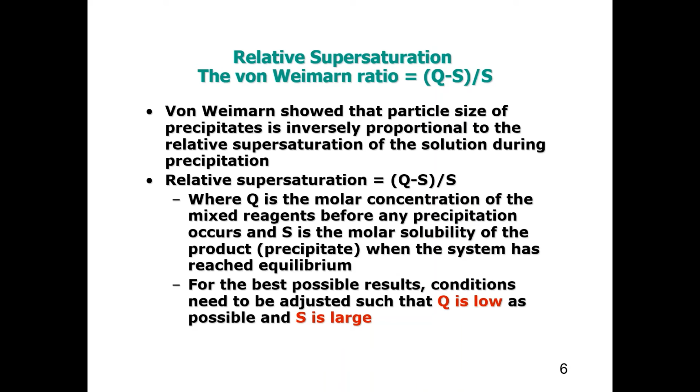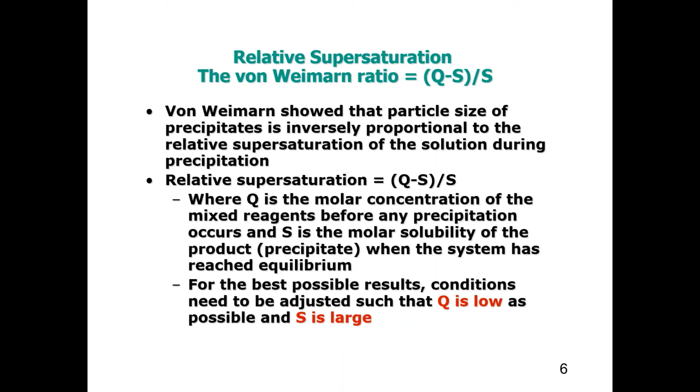Okay, I put in the words just now: by controlling the parameters, by controlling how we do the experiment, hopefully it will proceed by particle growth, producing large precipitate. What does it mean? Okay, so we call it relative supersaturation, or the von Weimarn ratio, Q minus S divided by S. So what is meant by the relative supersaturation?